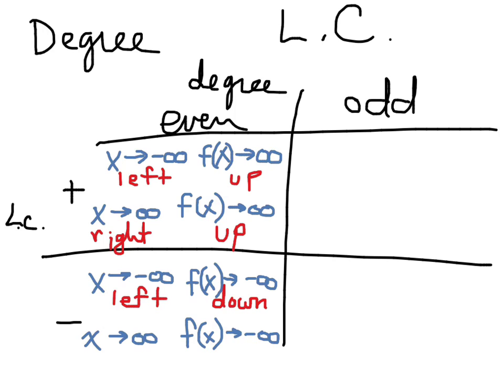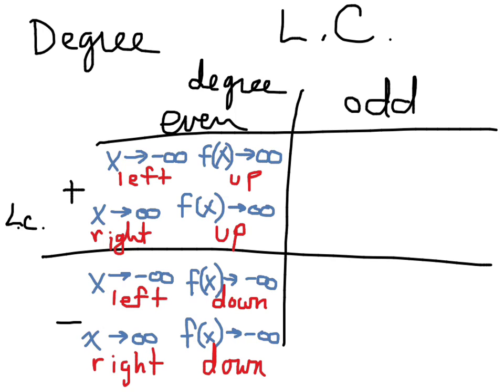What's x approaches positive infinity? That goes to the right. What's f of x approaches negative infinity going to be? Down. So, here's what we had so far. The first one said, as I go left, it goes up, and as I go right, it goes up. That's even and positive. If it's even and negative, as I go left, it goes down. As I go to the right, it goes down.